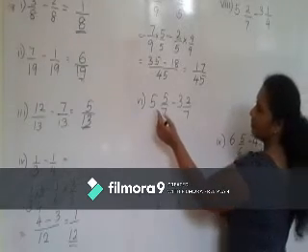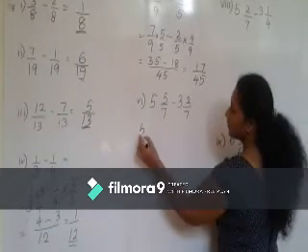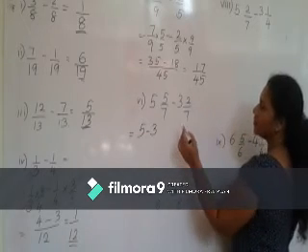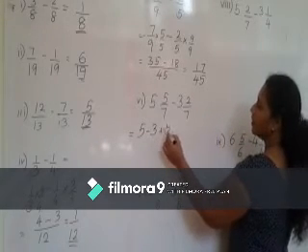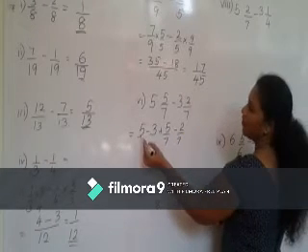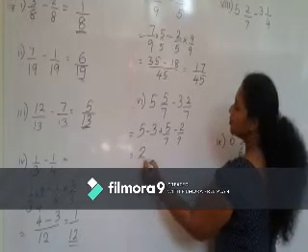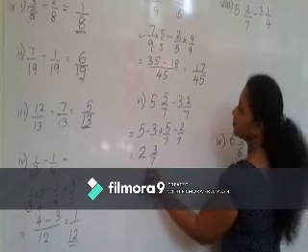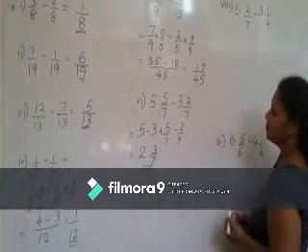Then I will take 5 and 3. 5 minus 3, they are whole numbers. After that, 5/7 minus 2/7. 5 minus 3 is 2. 5 minus 2 is 3, over 7. So 2 with 3/7.